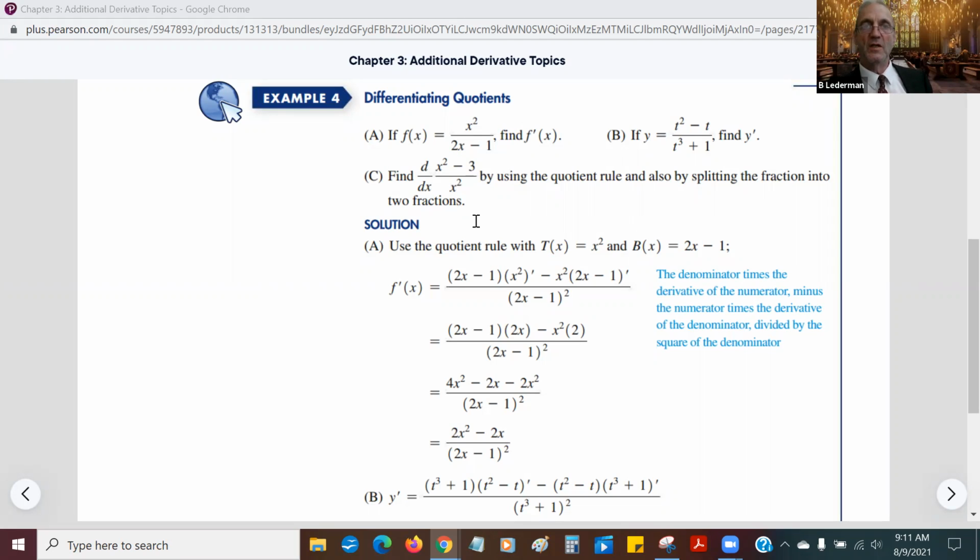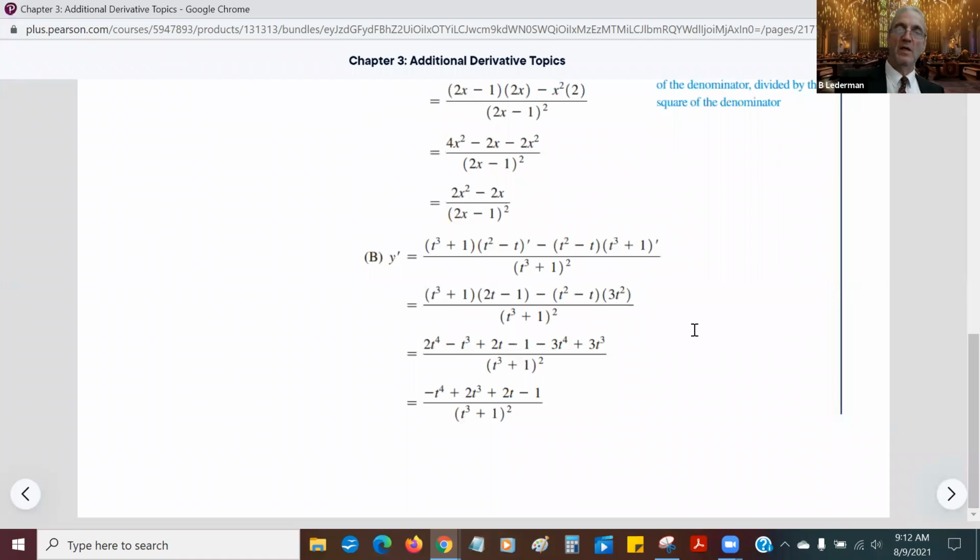So the derivative is 2x minus 1 times the derivative of x squared, minus x squared times the derivative of 2x minus 1, over 2x minus 1 squared. And you get 2x minus 1 times 2x, minus x squared times 2, over 2x minus 1 squared. Simplifying it, the final answer you get is 2x squared minus 2x over 2x minus 1 squared. And we're just going to leave the answer like that.